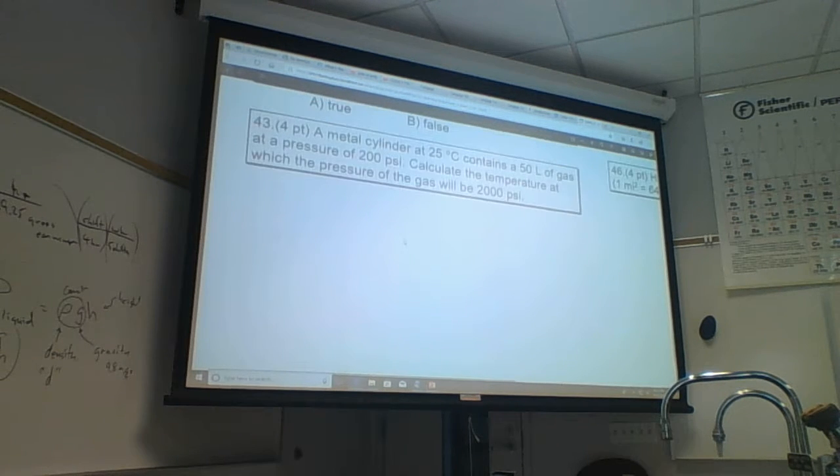30 times 10 to the 30 times 10 to the 3? 30,000 degrees C? No, degrees K. Or, okay, we wouldn't put a degrees K over there, but just a K. 30,000 Kelvin?